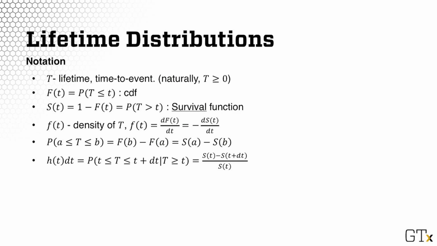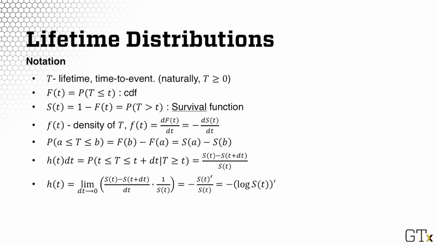There is something very typical for lifetime distributions and for this methodology, the notion of the hazard function. h(t) dt is by definition the probability that lifetime is between time t and t plus dt, conditionally on lifetime exceeding t. So in words, that would be the probability that a device will fail in the interval t to t plus dt, conditionally on this device working at time t. If you decompose this as a conditional probability, the numerator is S(t) minus S(t plus dt), and the denominator is S(t).